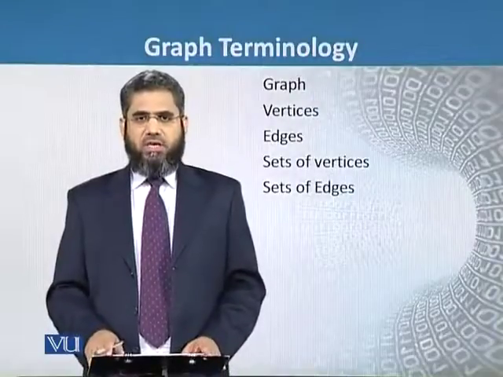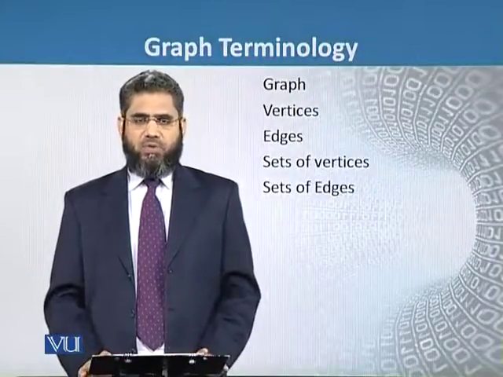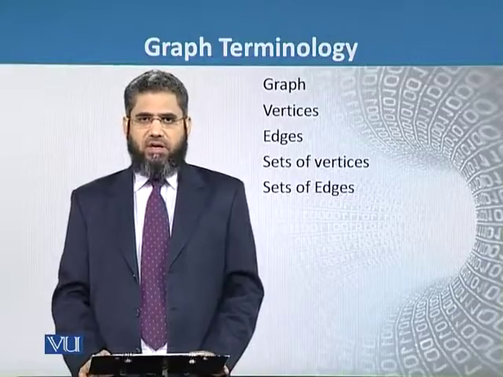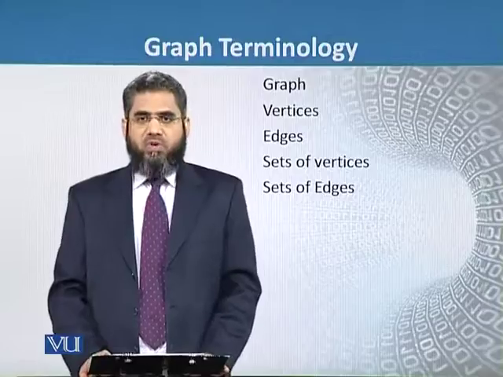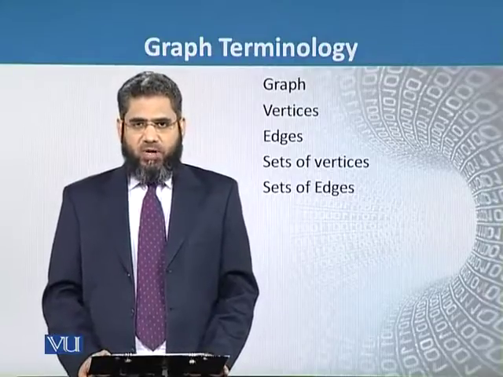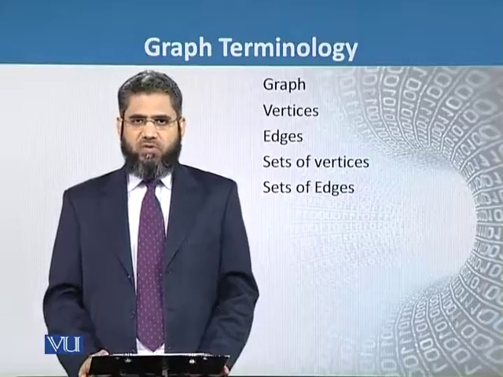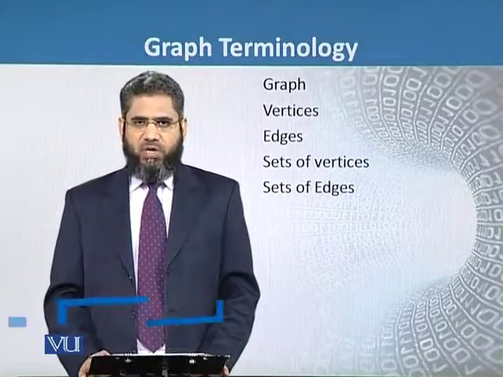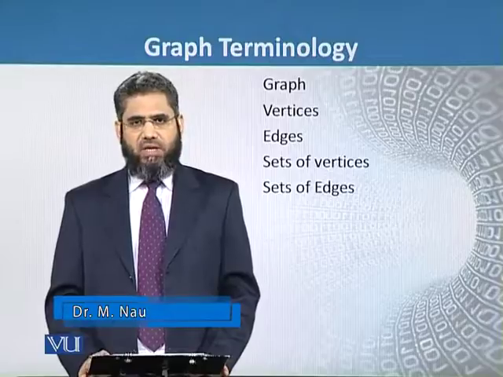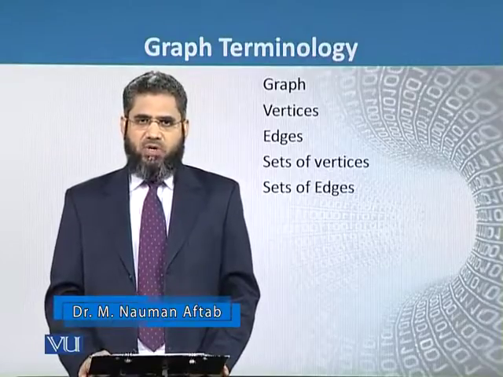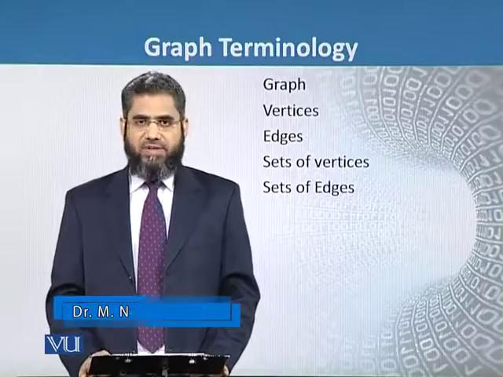Now we will consider the terminology of the graph. That is very important in understanding graph algorithms and graph theory. We know that a graph is a collection of points that are interconnected through lines, and this constitutes a graph. The points present in the graph are called the vertices, and the lines that join the points are called the edges.